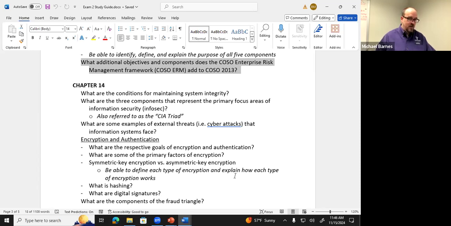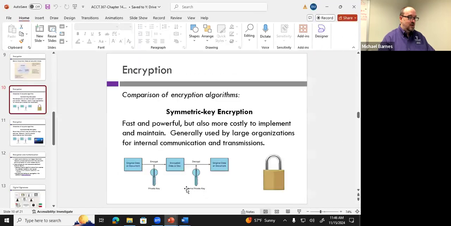Symmetric key versus asymmetric key encryption. All right, so all you really need to know is contained within the slides in chapter 14, slides 10 and 11. Make sure you understand the definitions of each, and make sure you can differentiate between the diagrams.